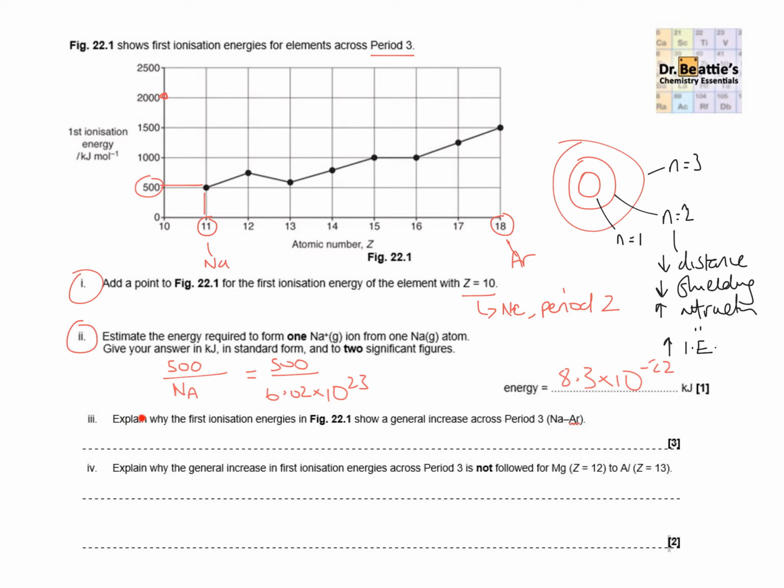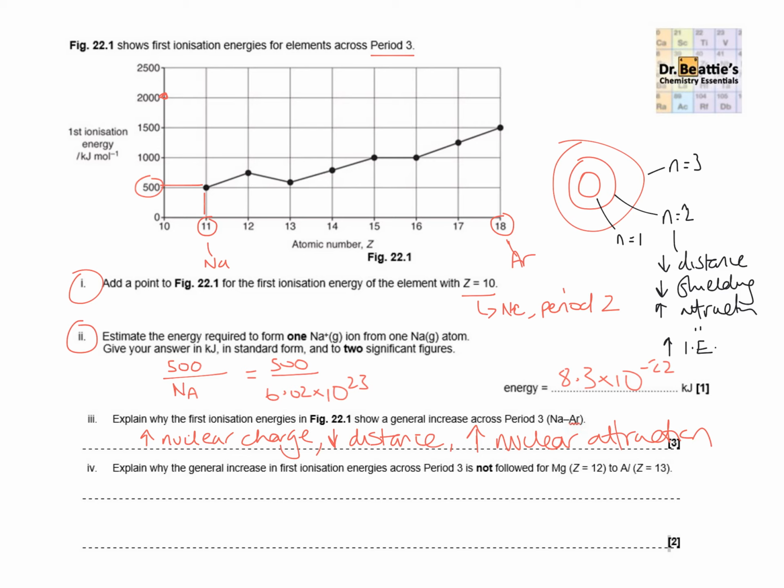Now, part 3 is asking us to explain this general increase across period 3. And so this links back to what we've talked about earlier in the video. Hopefully you've included 3 points here. Firstly, the increase in nuclear charge on going from sodium to argon. This increase in nuclear charge then decreases the distance. You could also definitely comment on the fact that there's no change in shielding because all of the electrons are entering the same shell. And then finally, you need to make a comment on the idea of the attraction between the outer electron and the nucleus being increased because of this increasing nuclear charge and decreasing distance for that final mark.